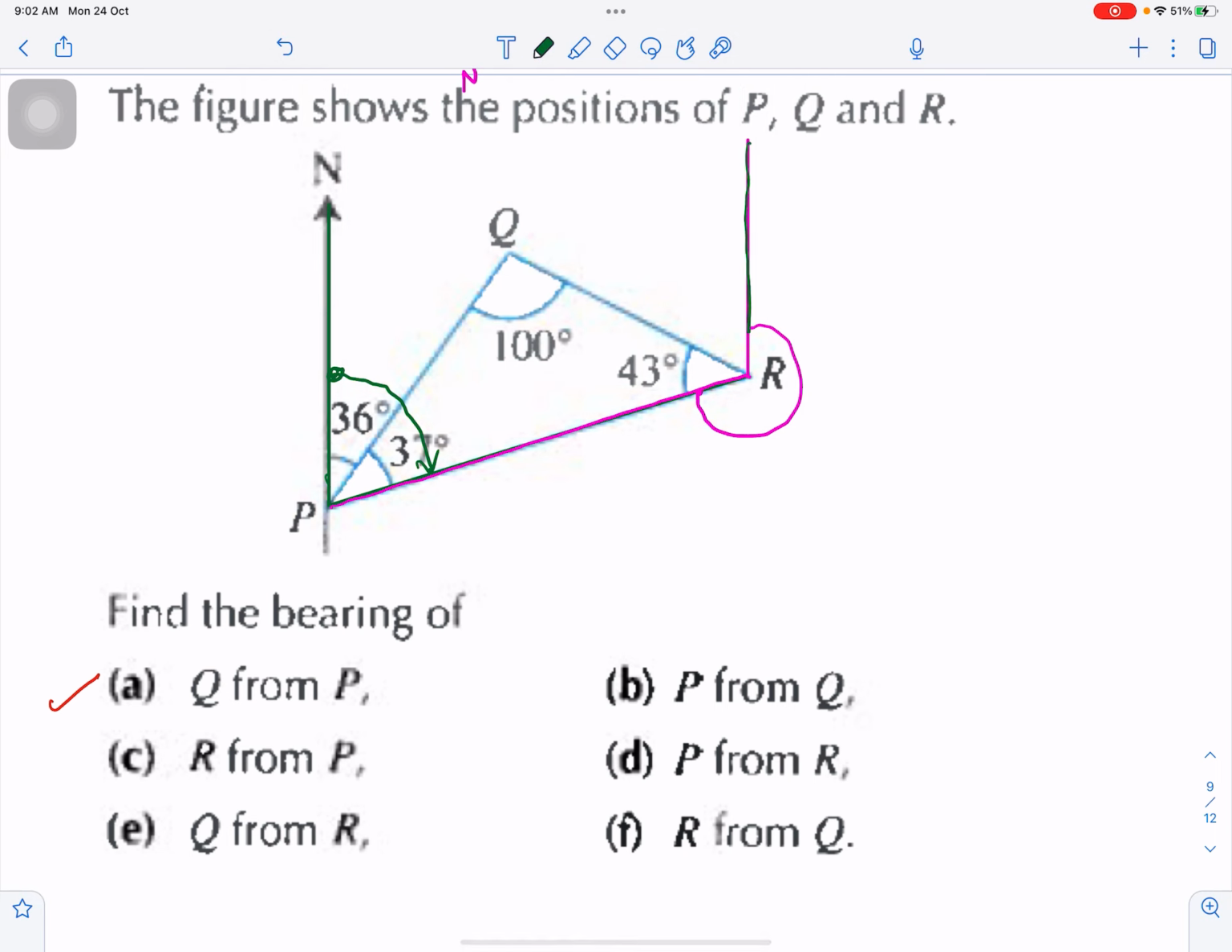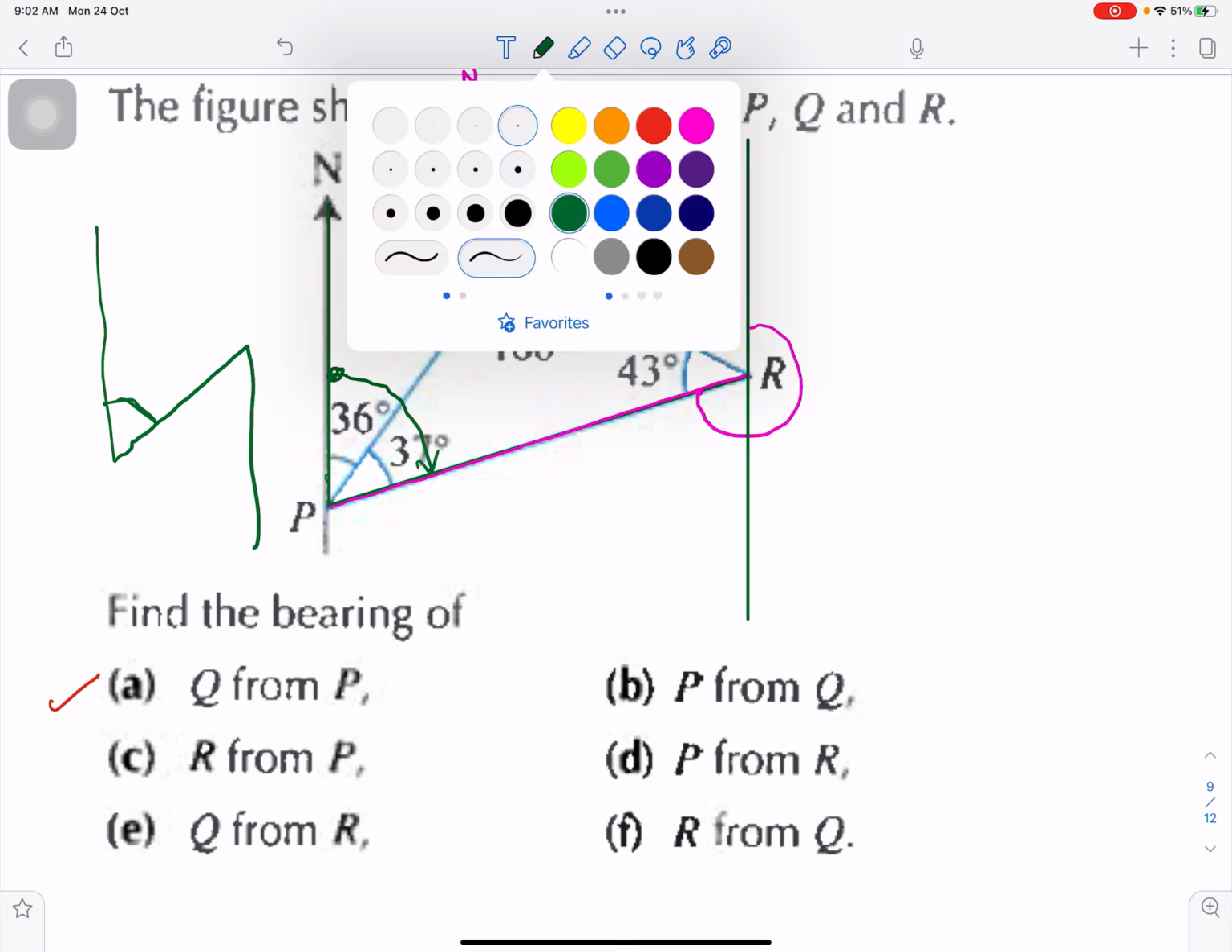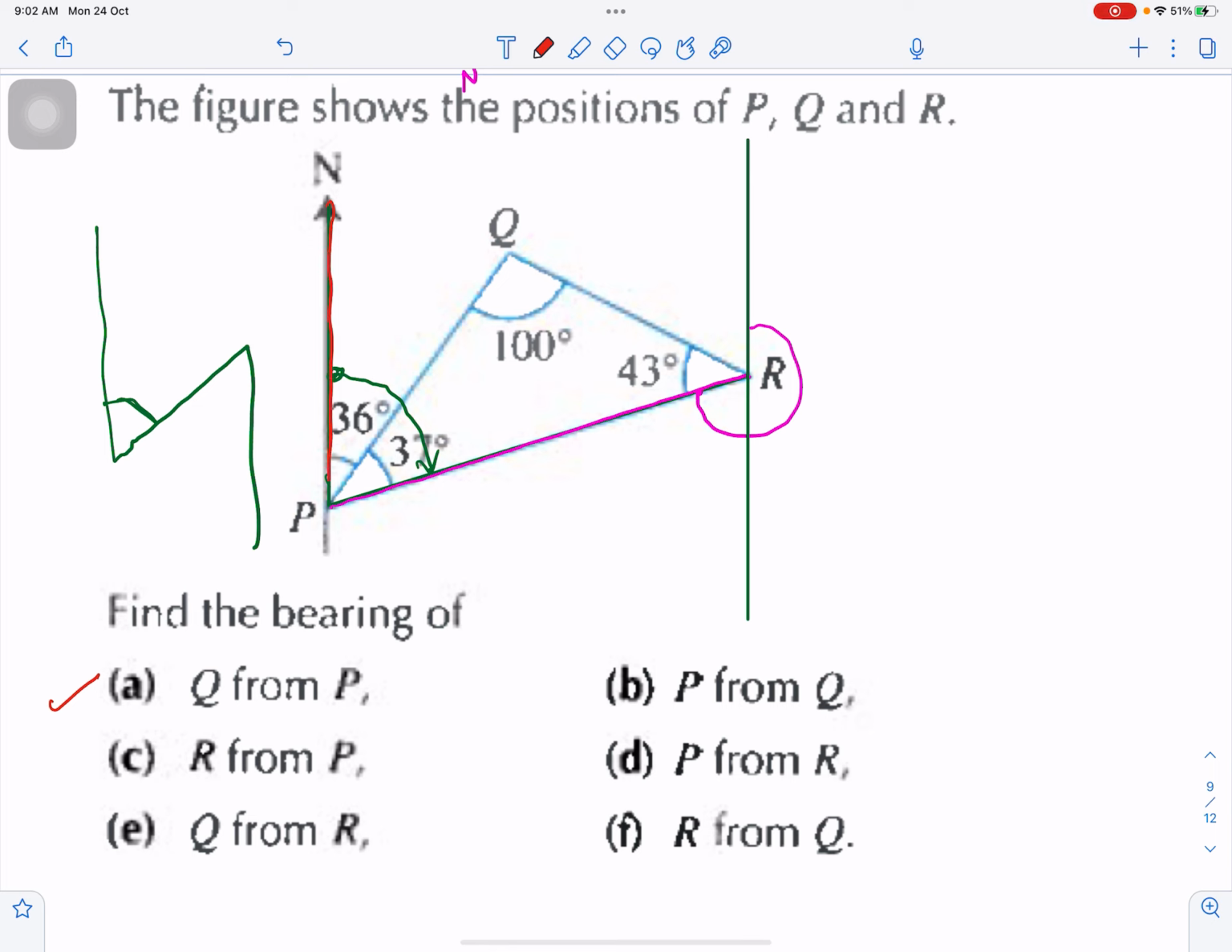If I extend this line which I have drawn, north to south, it will become a straight line. And a straight line is always 180 degrees. And if you see this NP, PR and R south, I'm just calling it south, this one here in the diagram, it means this angle and this angle are alternate angles. So we have just calculated this.